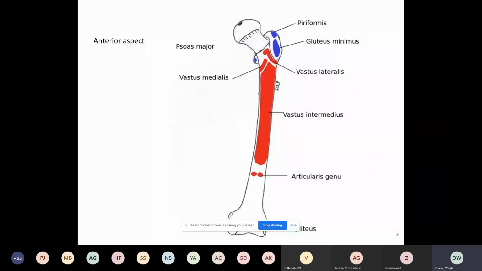Now you can see this gluteus medius, piriformis, obturator internus, and two gemelli insertion. Then gluteus minimus, all are in the diagram.